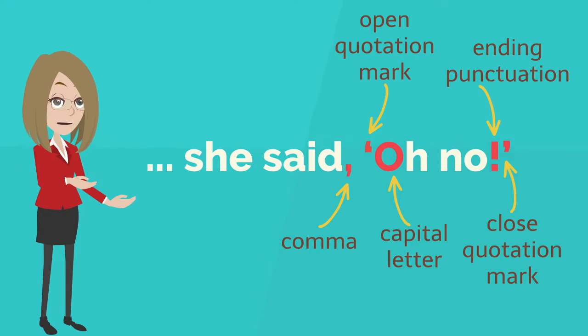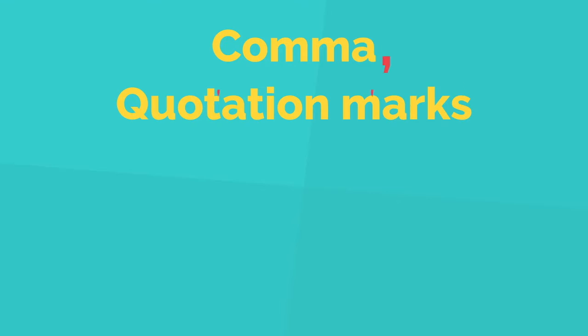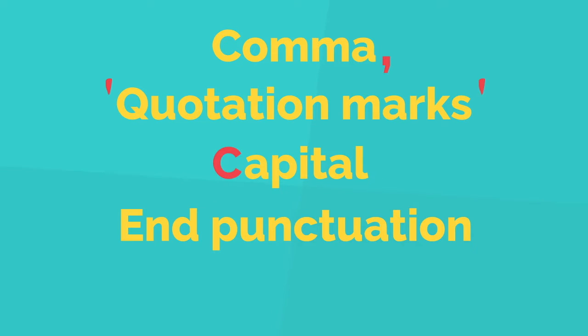And what's being said is finished with a closed quotation mark. Let's look at that again. A comma separates what's being said from the rest of the sentence. Use quotation marks at the start and end of your speech. A capital letter begins the sentence. At the end, you can use a full stop, an exclamation mark, or a question mark, but put it inside the quotation marks.